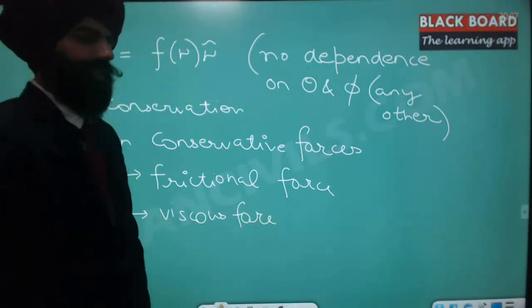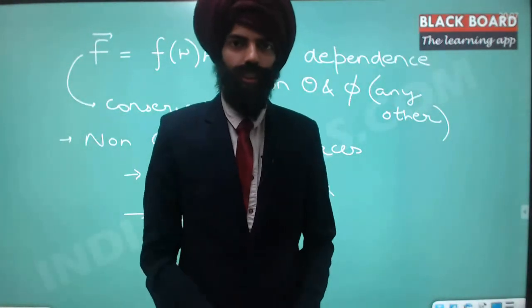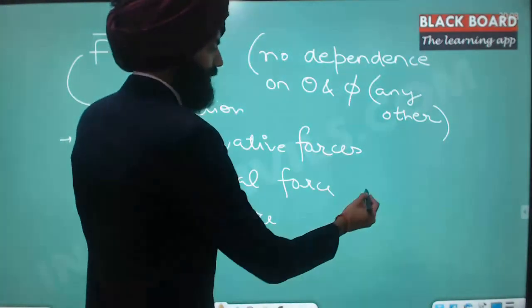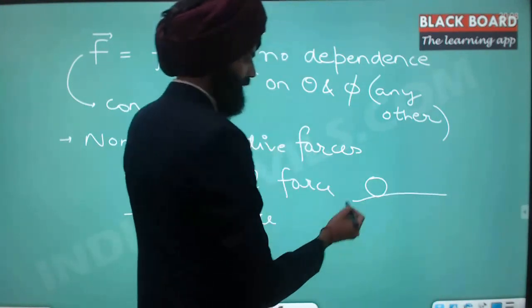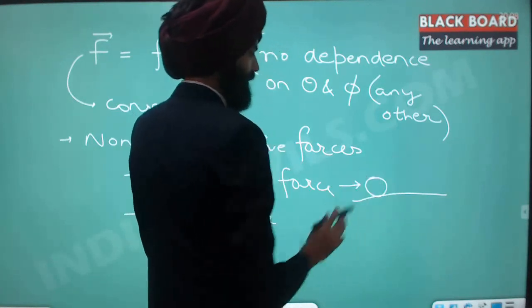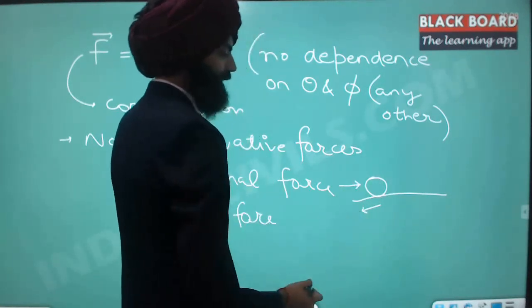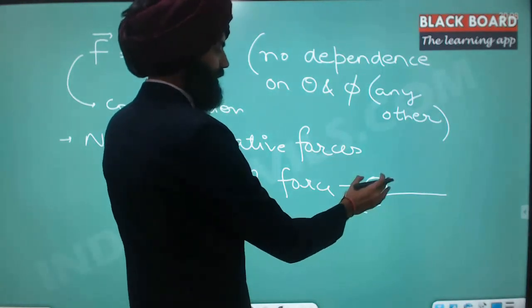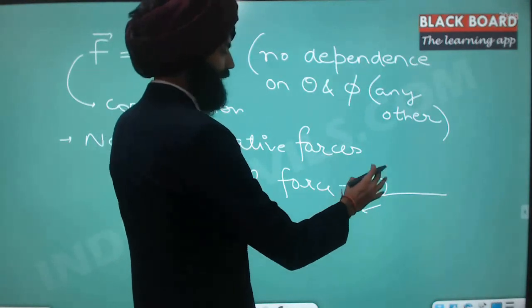So what exactly does the frictional force do? If a body is moving on a surface, and you're applying a force on this body to set it in motion, there's a frictional force which is acting in the opposite direction. So this frictional force tries to resist the motion of this body which is going in this direction, and in this way there is some energy loss.